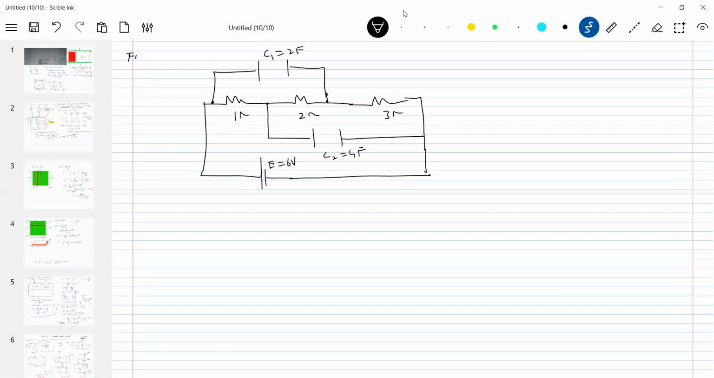Find charge across capacitors after long time. Find the charge across capacitors after long time or at steady state. Both are the same, no? It is.